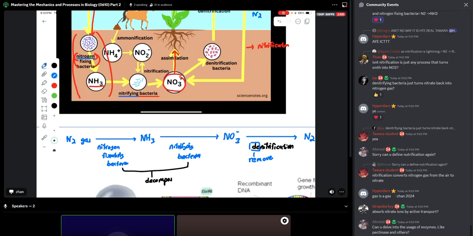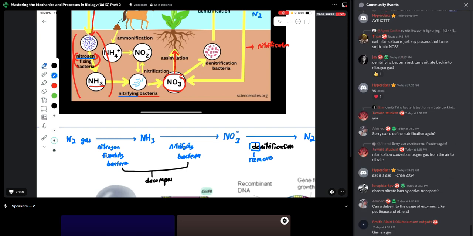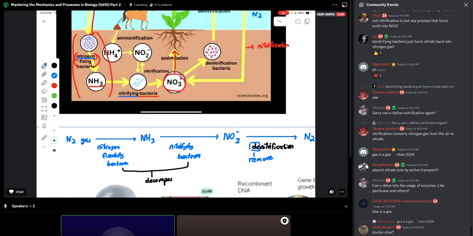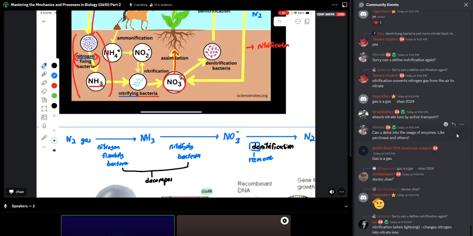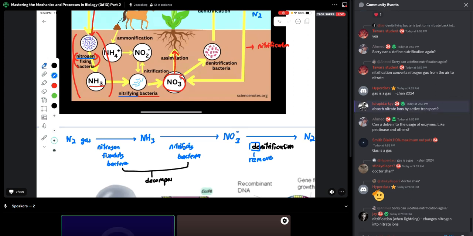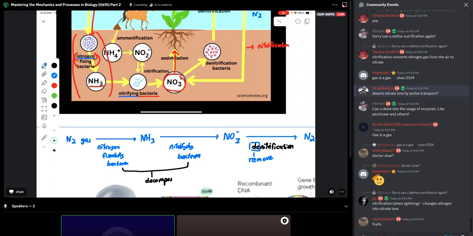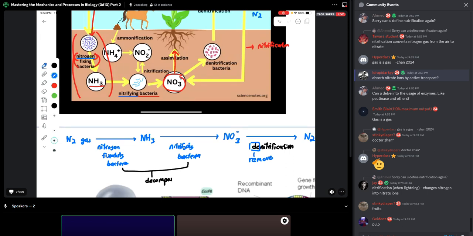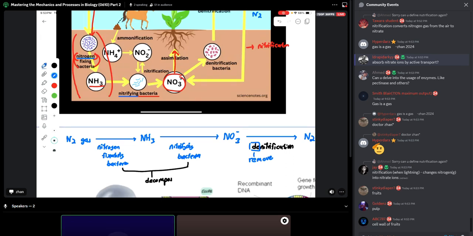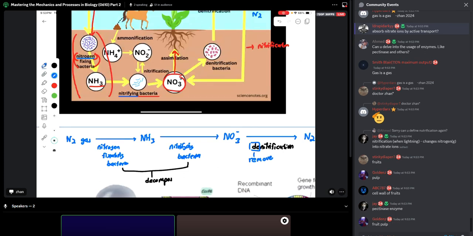Yes, correct. Okay, so can you delve into the usage of enzymes like pectinase? Just know pectin. Pectin is found in, if I'm not mistaken, the skin of the fruit? It's found in fruits. So it just basically converts pectin to something else. You don't need to know much, just that small thing only. Just briefly know what it is.